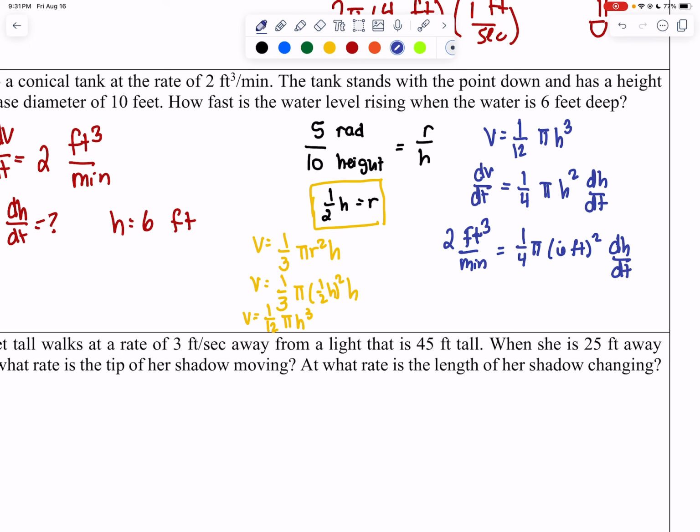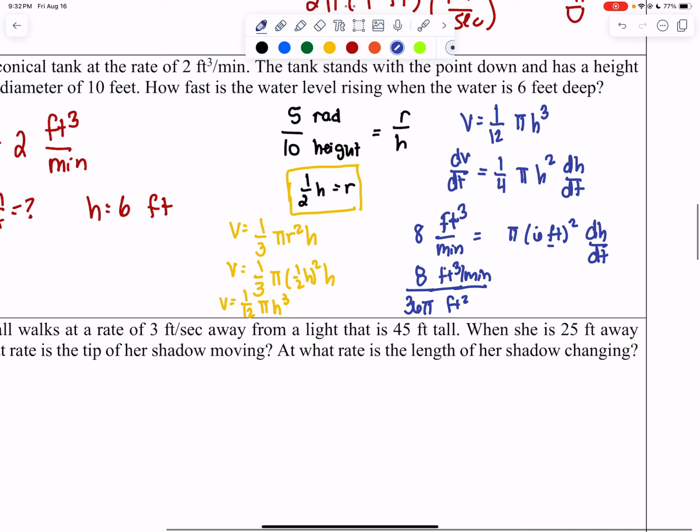All right, so I'm going to multiply by 4. That gets rid of that. That's going to give me 8 here. And then I'm going to divide by pi and 36. And don't forget that this is feet squared, and the top is feet cubed per minute. If I simplify that, notice how 2 of the feet will go away, which means I'm only left with feet per minute, which once again is what I want in terms of my height.